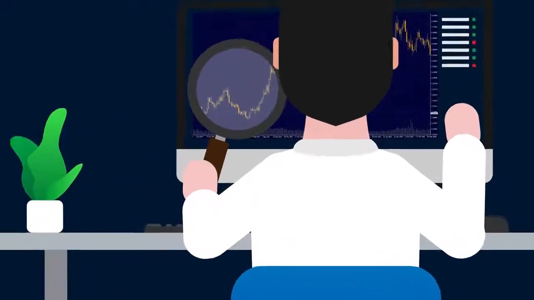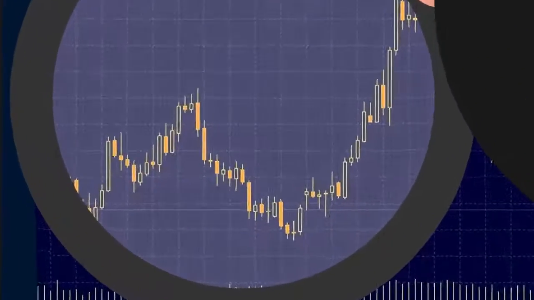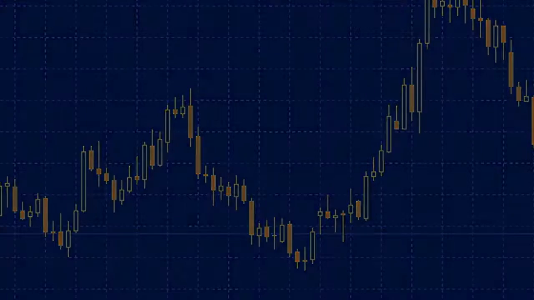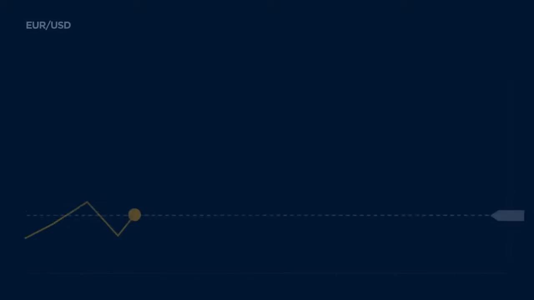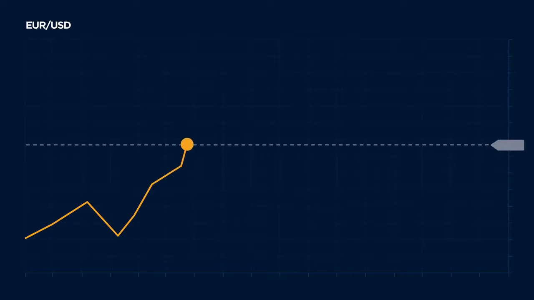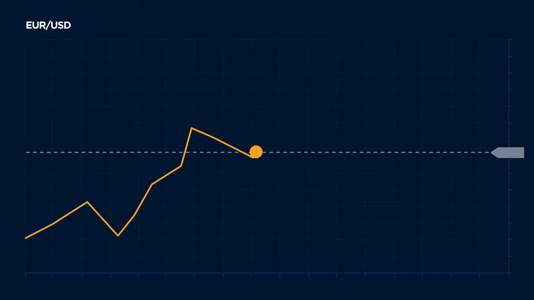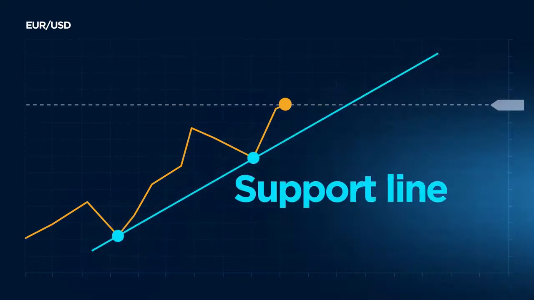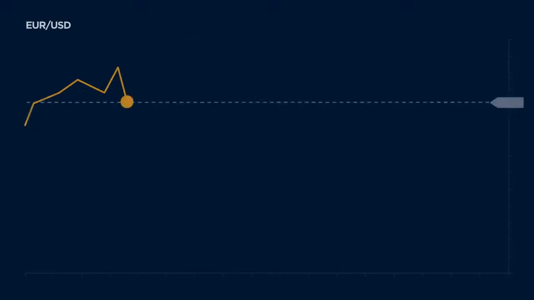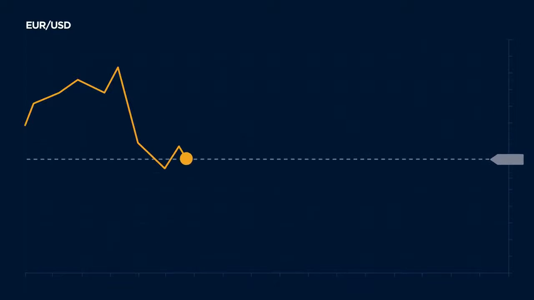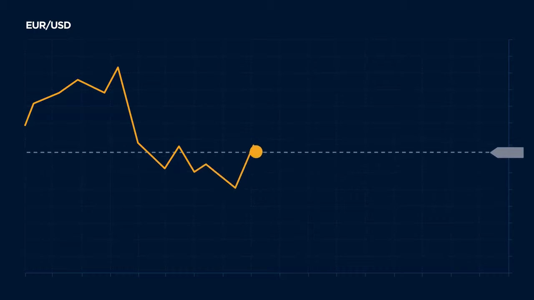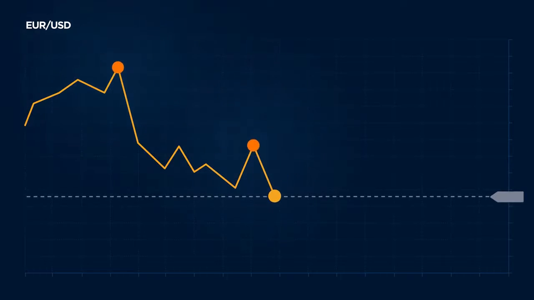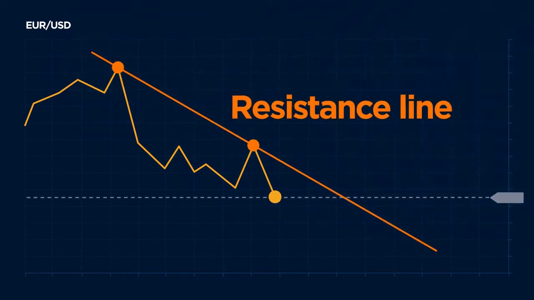Let's summarize what we've learned from this lesson. Traders analyze past price behavior to predict movements in the future. If the trend moves upwards, the trend line you draw should touch the chart's lower points. Such a line is called a support line. If the trend moves downwards, the trend line you draw should touch the chart's higher points. Such a line is called a resistance line.